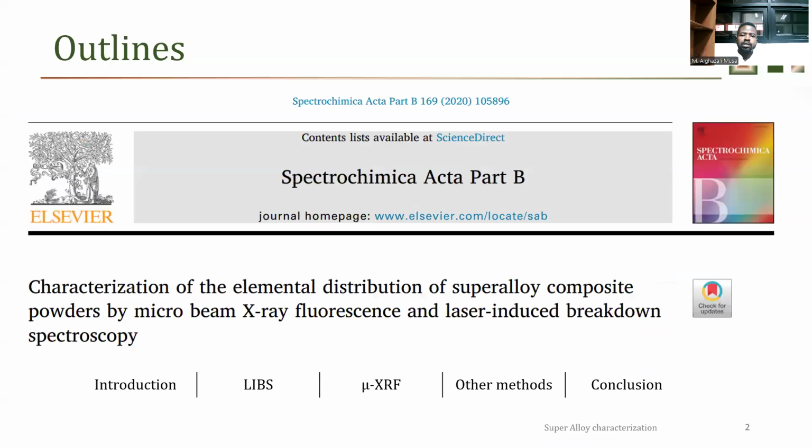So within this presentation, we'll take a look at this paper, which is titled Characterization of Elemental Distribution of Superalloy Composite Powders by Macrobeam X-ray Fluorescence and Laser-Induced Breakdown Spectroscopy. We'll have insight generally about this paper and the topic itself, and after that, we'll move further to know about LIBS and micro-XRF, and we'll see some of the other methods also utilized in this paper. And after that, we'll give some remarks concluding this presentation.